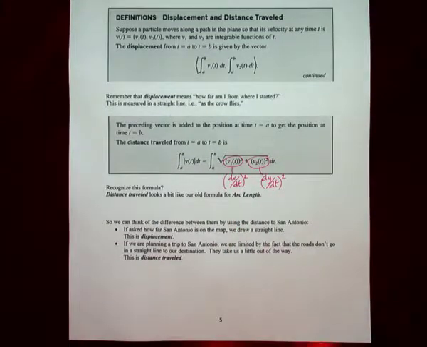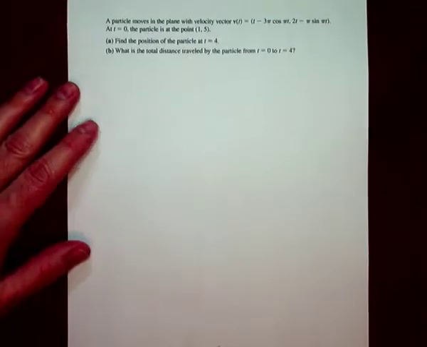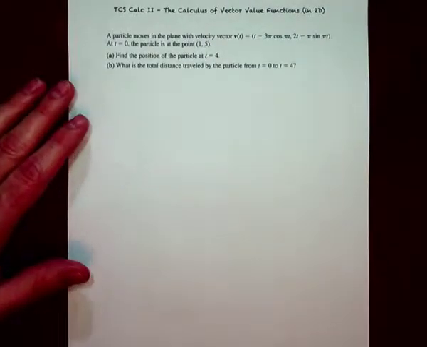All right, let's go ahead and do an example that deals with those. A particle moves in a plane with the velocity vector v of t equal to (t minus 3π cos(πt), 2t minus π sin(πt)). And you're like, gosh, that's a whole lot of pi's.